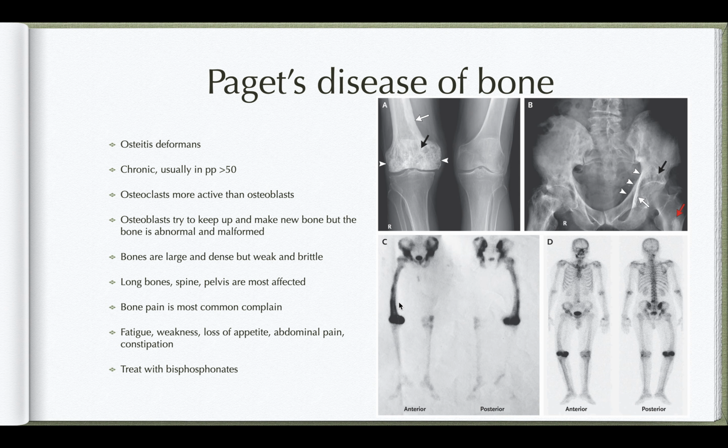Bone pain is the most common complaint, and other symptoms include fatigue, weakness, loss of appetite, abdominal pain, and constipation. You can treat this with bisphosphonates. And look at these scans. Look how marbleized this bone is compared to this. Here it is in the pelvis. Here's another scan. Look how dark it is compared to the other bones. Here, here, here, here. Even a little bit here. But in comparison, look at the knees.